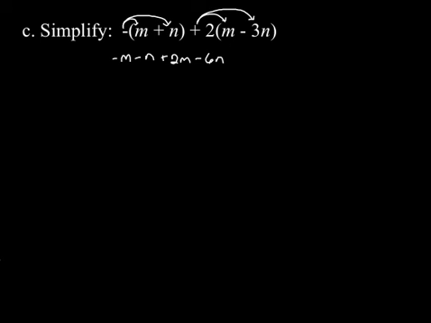So now, again, we'll combine the like terms. Negative m can be combined with 2m. Negative n can be combined with negative 6n. Remember that there's automatically a 1 in front of that m, so negative 1 plus 2 is 1m. And again, this is a negative 1 minus 6 is negative 7n. So to simplify that a little bit, we don't usually write the 1, so it's just m minus 7n.